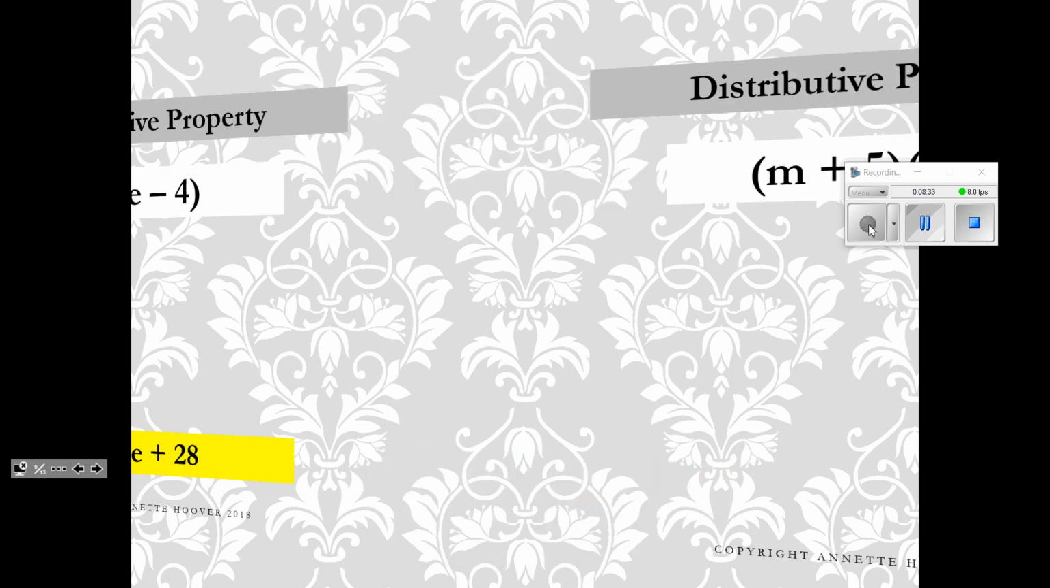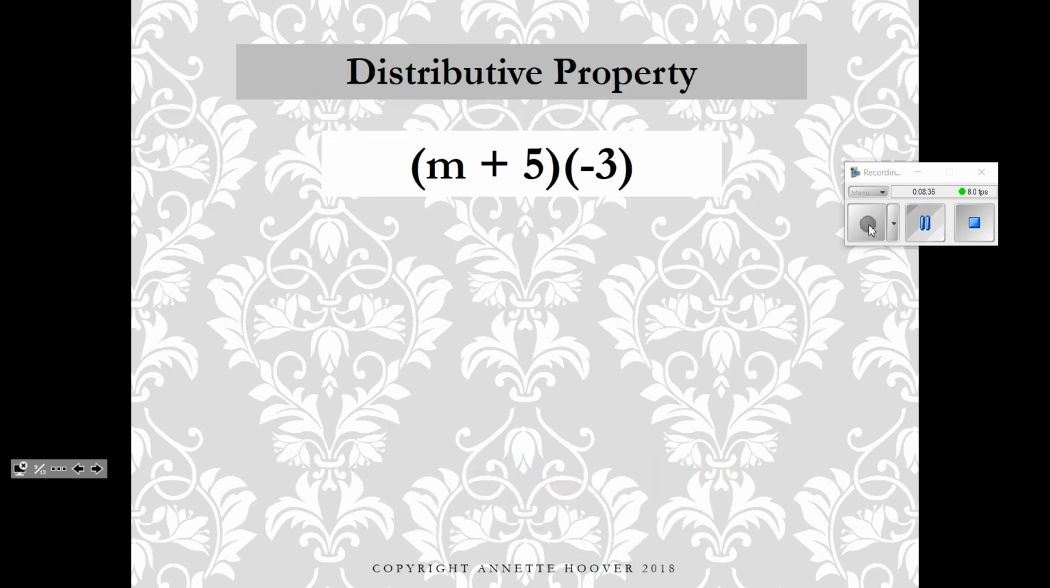Let's try another one. Here, the negative 3 is at the end, but you could imagine it, if it makes you feel better, you could write it up here in the front. It's the same thing. You're still going to multiply negative 3, the single term, times both terms inside the set of parentheses. So that would be negative 3m minus 15, because we multiplied negative 3 times m, and negative 3 times a positive 5.